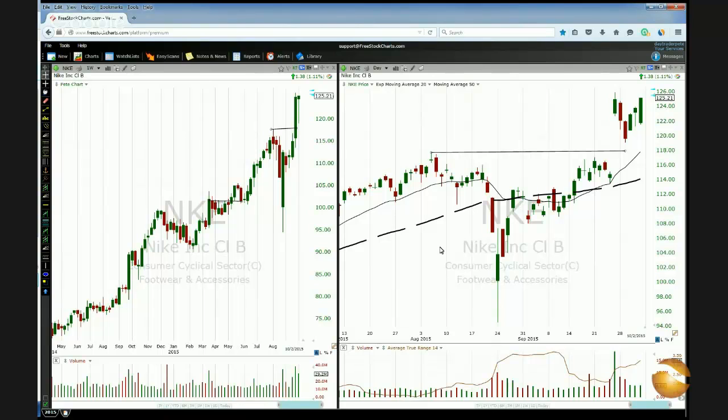And I can't emphasize that enough. The better you get at making the distinction between long-term obvious order flow and the most recent order flow, the easier it's going to be for you to be more consistent in your P&L. So obviously Nike meets all the criteria. It's been one of our strongest stocks for a while.